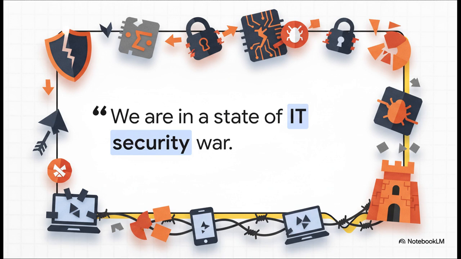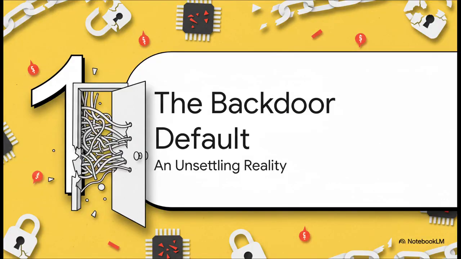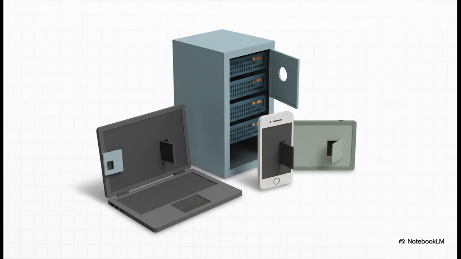There's a conflict happening right now, on our phones, on our laptops, and it's a war that is here to stay. So, what's at the heart of all this? It's this idea our source material calls the backdoor default. And it's a pretty chilling thought. The premise that no computing system, absolutely none, is secure right out of the box. Yeah, you heard that right.